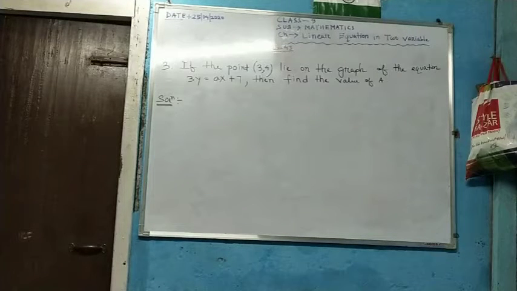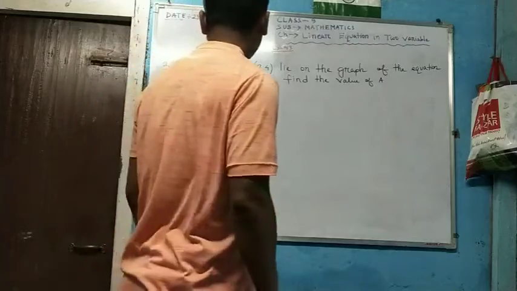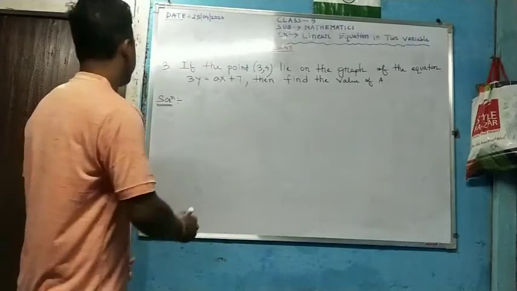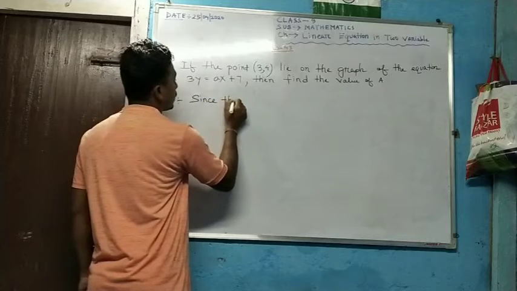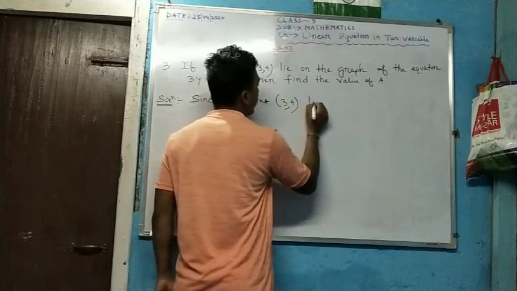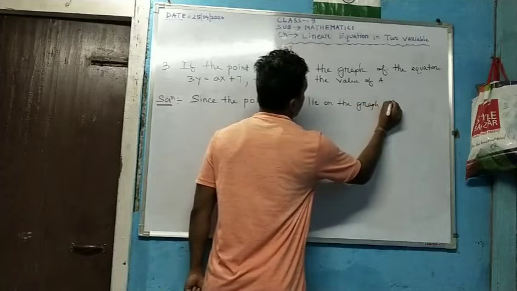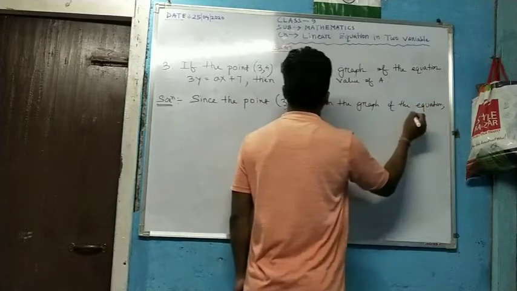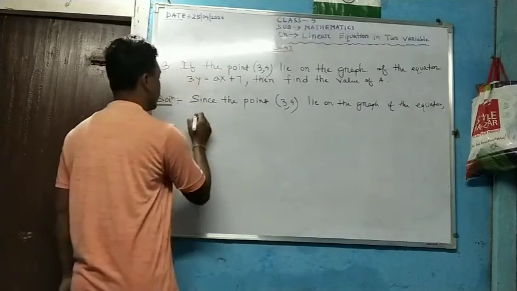Our next question is, if the point 3, 4 lies on the graph of the equation 3y equal to ax plus 7, then find the value of a. Since the point 3, 4 lies on the graph, we have to write like this: since the point 3, 4 lies on the graph of the equation, therefore it will satisfy its equation.